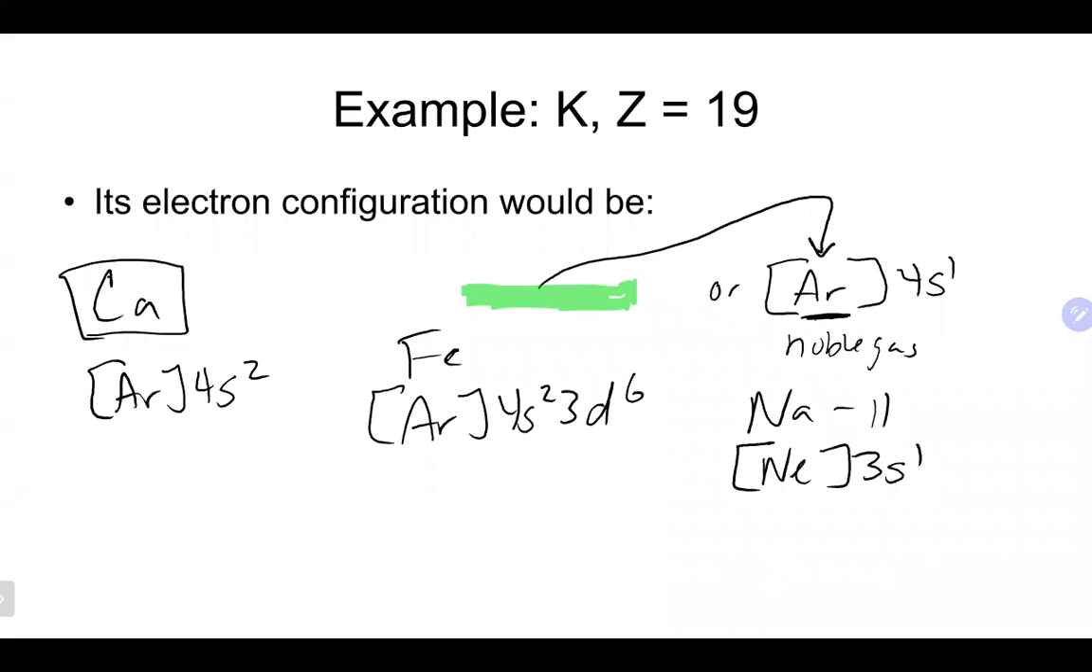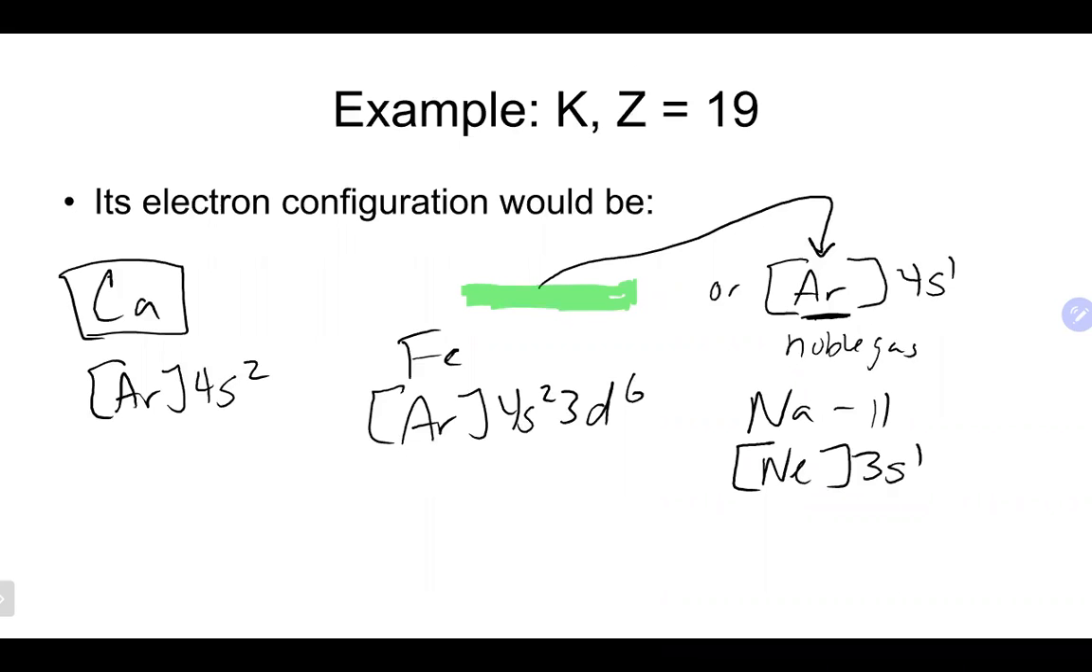Question on this type of electron configuration. So you can write electron configuration whichever way you want, unless it specifically says not to use noble gas configuration, then you should write it out as 1s2, 2s2, and so forth along the way.